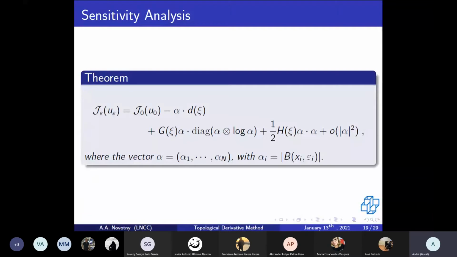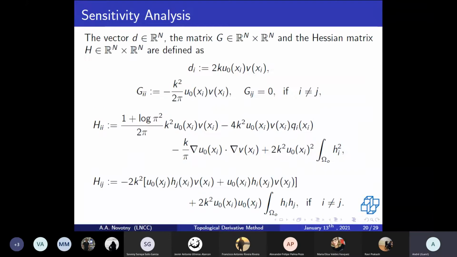And then we have two more terms. This term is of second order with respect to alpha, so H can be interpreted as a Hessian matrix. And there's this intermediate term, which is in between alpha and alpha squared, and plus a remainder. So let me explain each term.